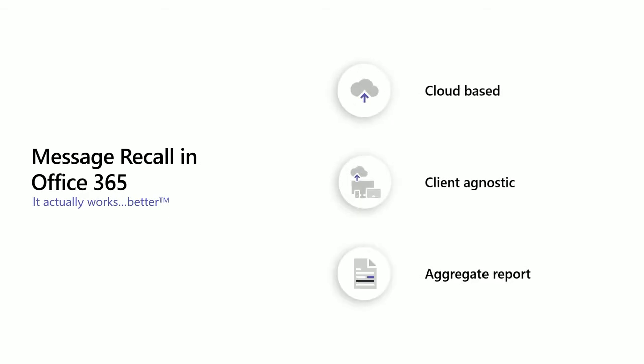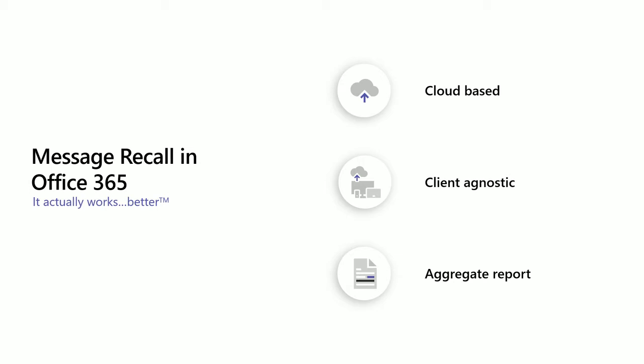But message recall in Office 365 actually now works better. It doesn't work 100%, but it works 100% better. And by that, I mean the success rate is actually doubled. And the reason for that is we're cloud-based now. This is the cloud empowering these capabilities, and we can do things there that we couldn't do very well, say, in terms of the client or in terms of on-premises. It's client agnostic, so no longer will the recipient have to be using Outlook in order for it to work.